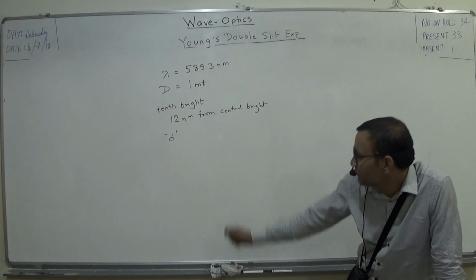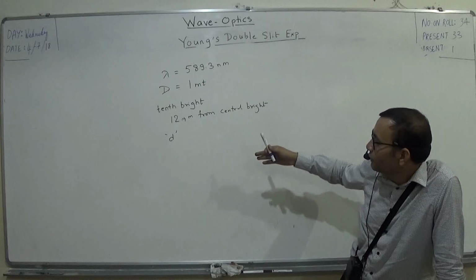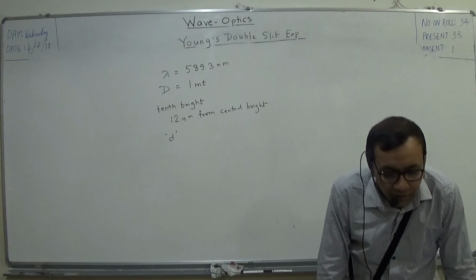Okay, so the thing is, the 10th bright fringe location is what? 10 lambda D by d. That is equal to 12 mm. So from there you get small d.